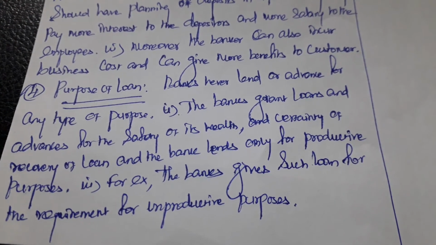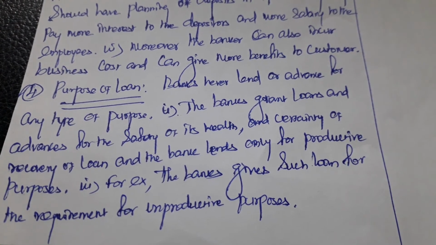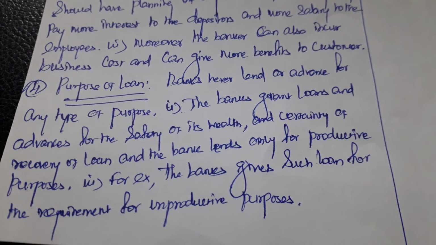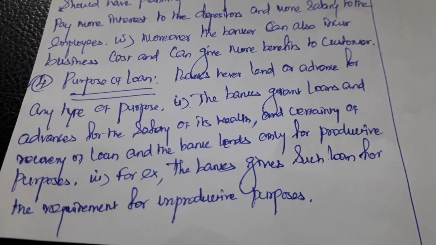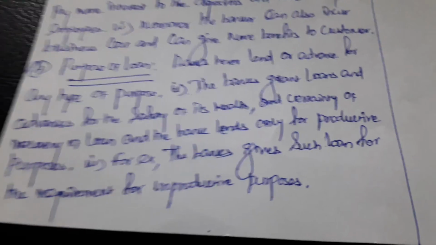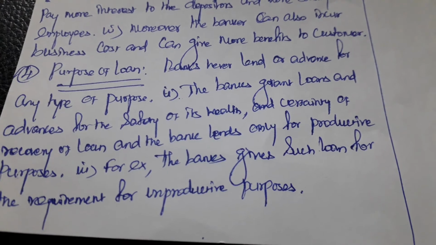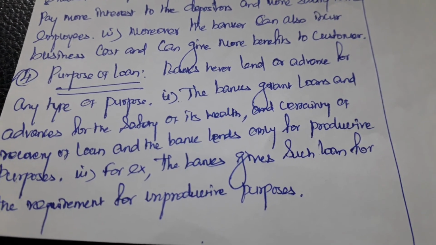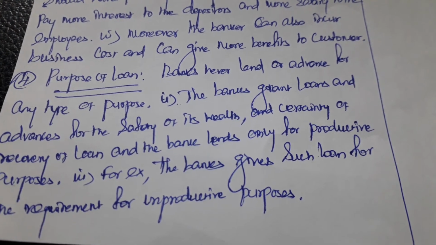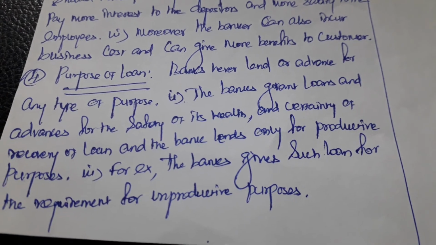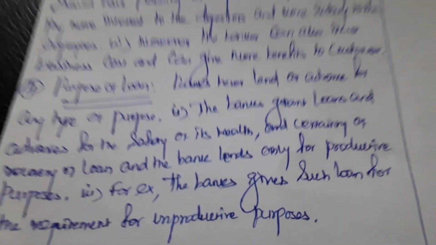Whenever they give loans or advances, they should keep in mind the safety of the deposited money, the surety of recovery of the loan, and that the loan makes some profit. These three criteria the banker will look at while granting loans or advances. For example, the banks will not give loans for unproductive purposes.